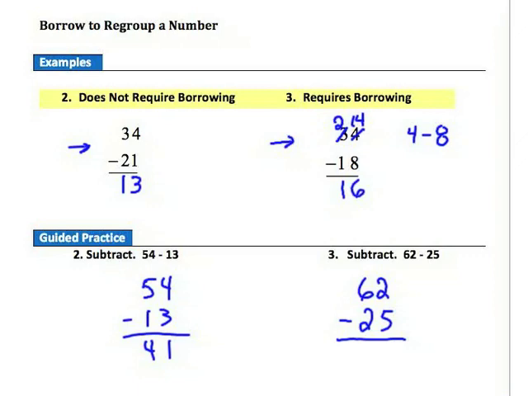Now if I look at the ones column, I cannot take 5 from 2. So I'm going to borrow from the 6, which will make that a 5. When I add that 1 to the next column, remember that's 10, so that's going to make that 2 a 12. 12 minus 5 is 7. And now in the tens column, 5 minus 2 is 3, and I get an answer of 37.